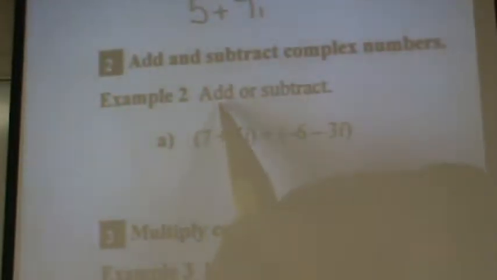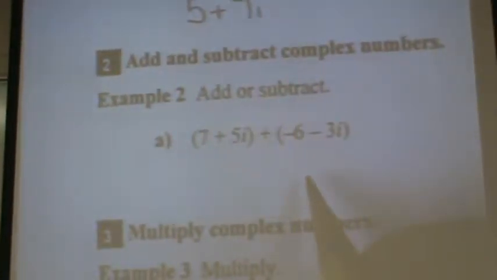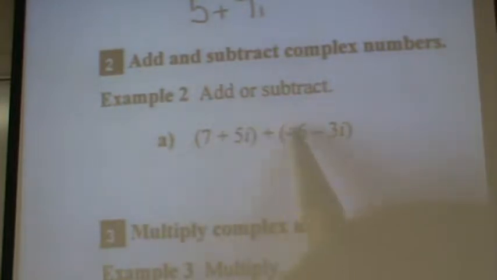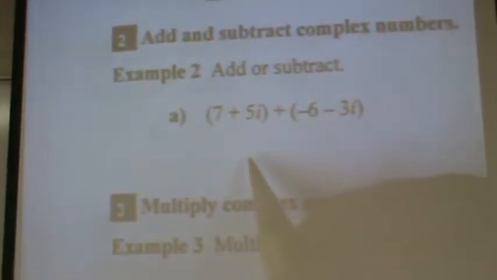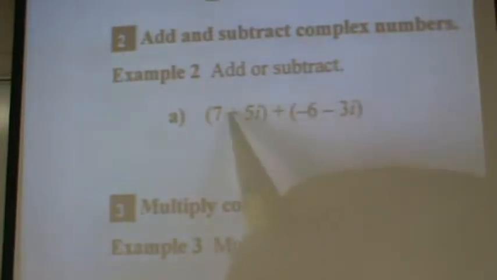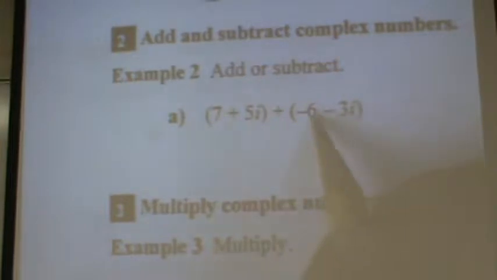Read the directions. What are they asking you to do? Add or subtract. So if we're adding, I don't want to see any foiling going on in this problem. There's no multiplying. You're simply adding these two. This is a standard form complex number. So you're going to add like terms. What's 7 minus 6? 1. And then what's 5i minus 3i? Easy?